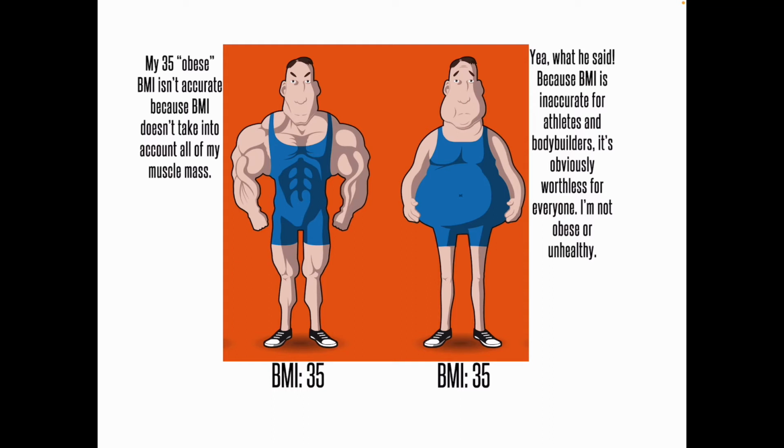So, an athlete who is very muscular could have a BMI of 35, which would place him in the obese category. However, that doesn't take into account that a large proportion of his body mass is made up of muscle. Another individual with a BMI of 35 could actually be obese because they have a large percentage of body fat.